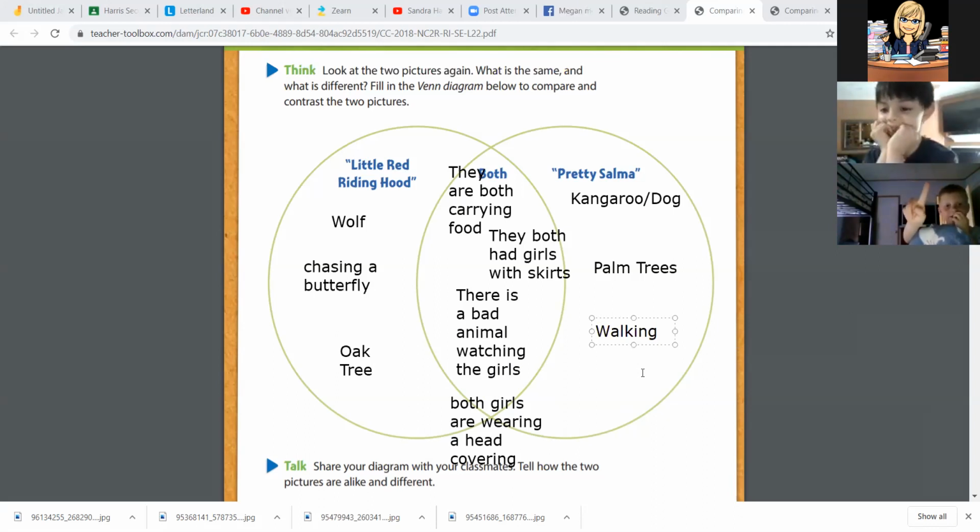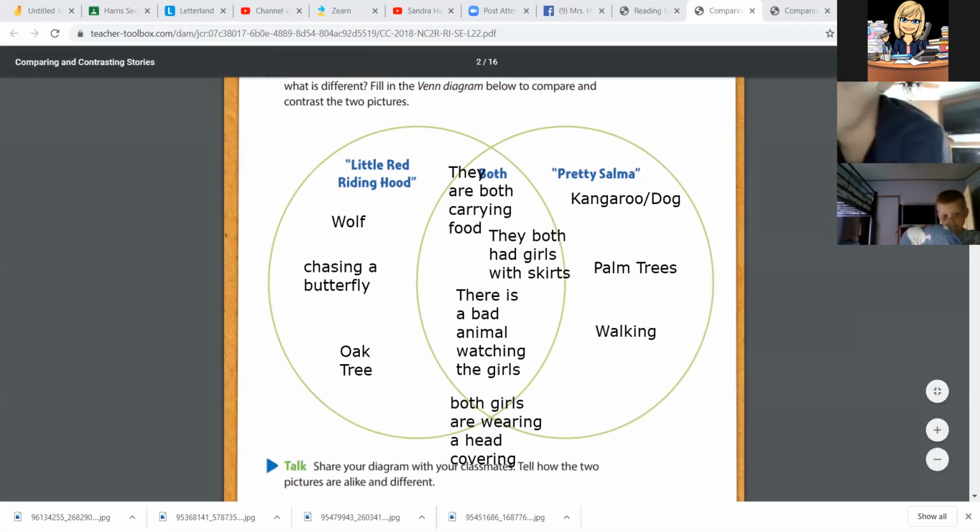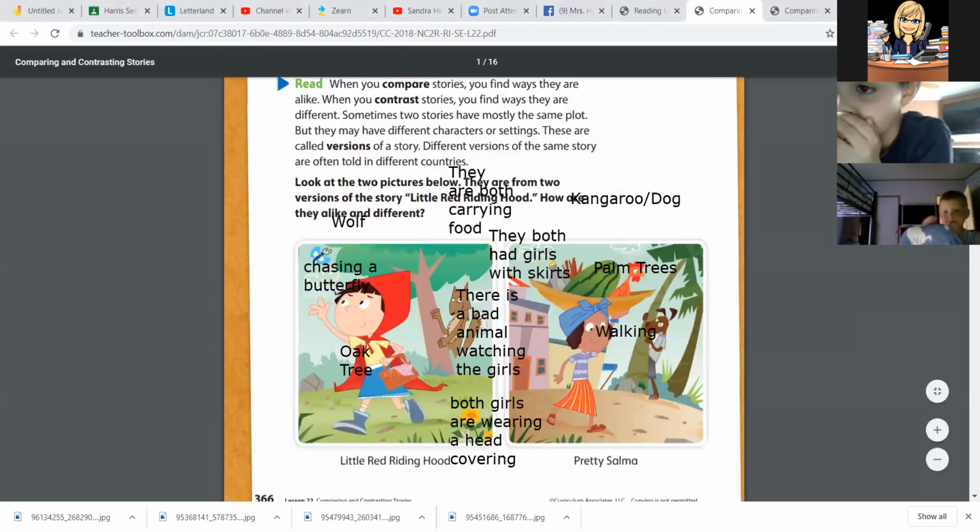And so they have different names, and they must be in different countries, right? Because you can tell by the background, they're probably in different countries. We can make that prediction.